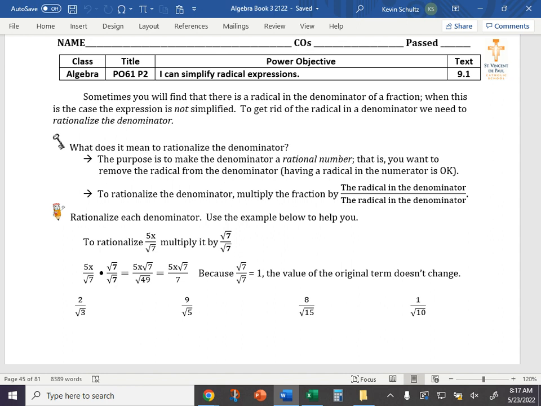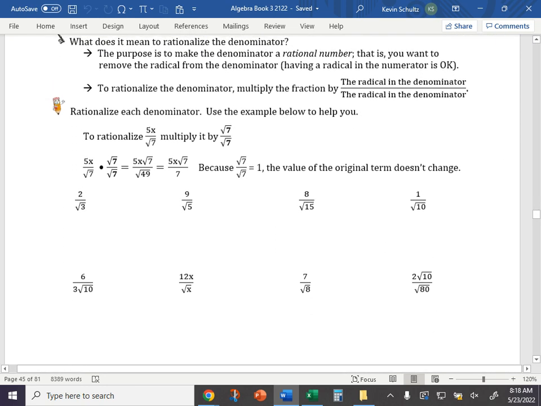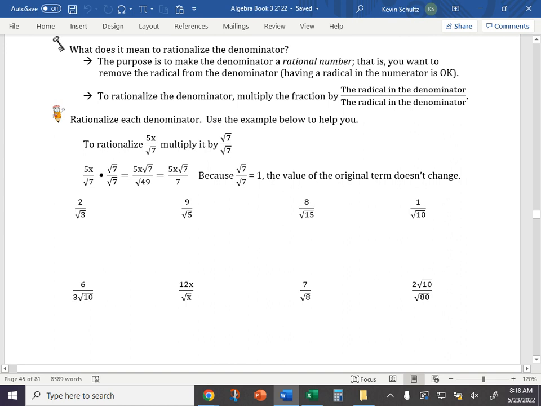Because if you think about what a fraction is, a part divided by a whole, that whole needs to be a rational number, which the root of non-perfect squares aren't, right? You put the root of any non-perfect square into a calculator and you get a decimal that goes on forever and ever. So having a non-perfect square in the denominator is a problem, such as 5x over root 7. That would not be considered simplest form because of that root 7 in the denominator of the fraction.